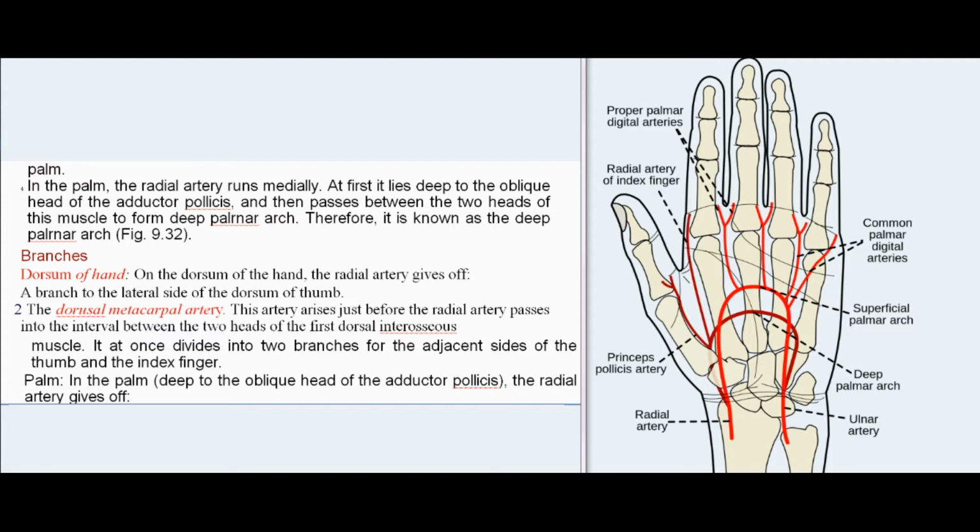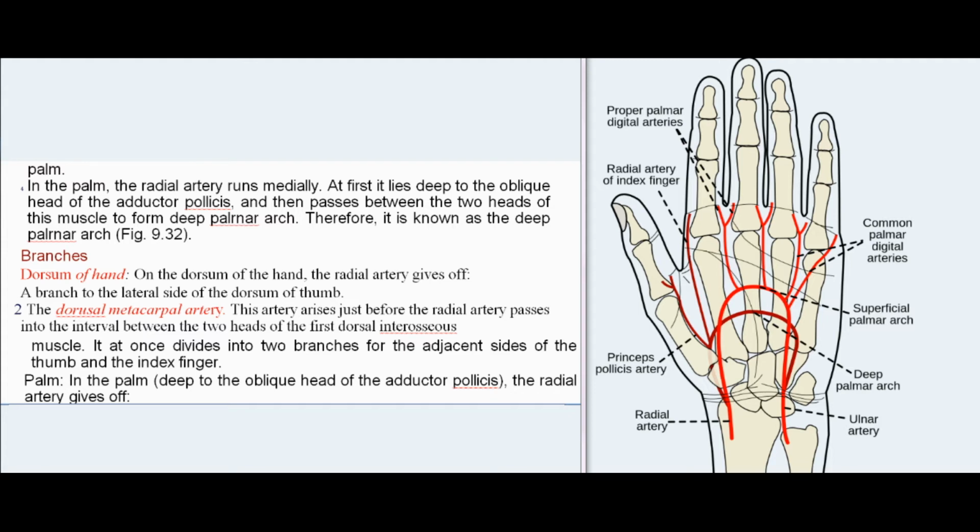Branches. Dorsum of hand. On the dorsum of the hand, the radial artery gives off 1. A branch to the lateral side of the dorsum of the thumb. 2. The dorsal metacarpal artery. This artery arises just before the radial artery passes into the interval between the 2 heads of the first dorsal interosseous muscle. It at once divides into 2 branches for the adjacent sides of the thumb and the index finger.